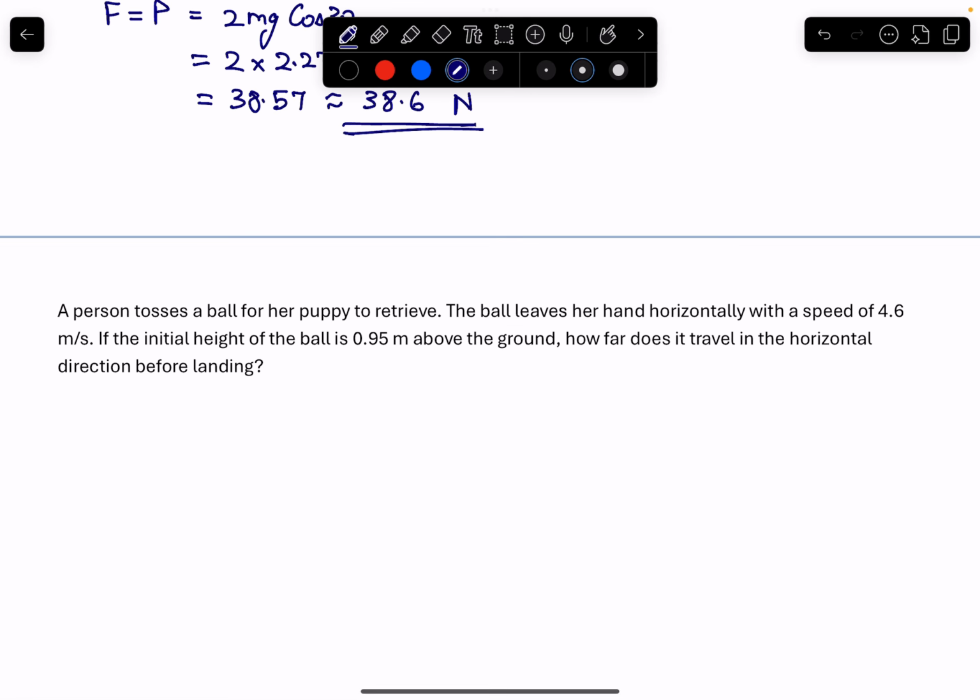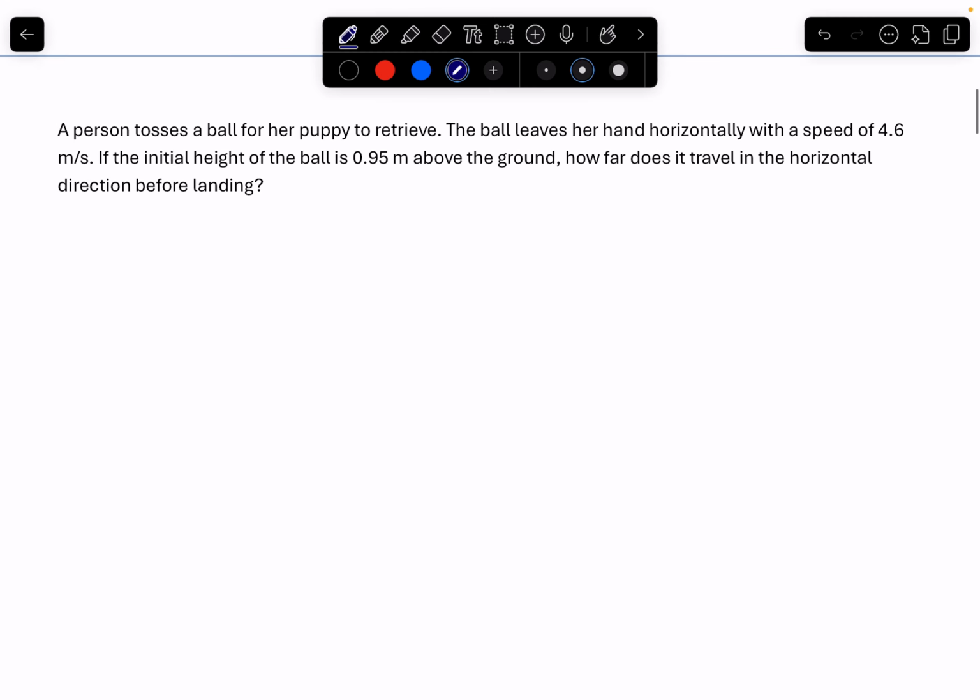Next question. A person tosses a ball for her puppy to retrieve. The ball leaves her hand horizontally with a speed of 4.6 meters per second. So this is the ball, that's the initial velocity. If the initial height of the ball is 0.95, so let me draw the ground. That is 0.95 meters, and v0 is equal to 4.6 meters per second.